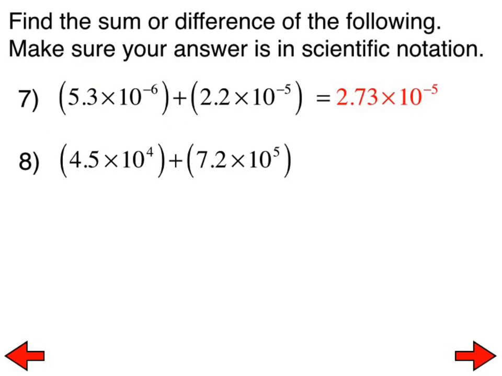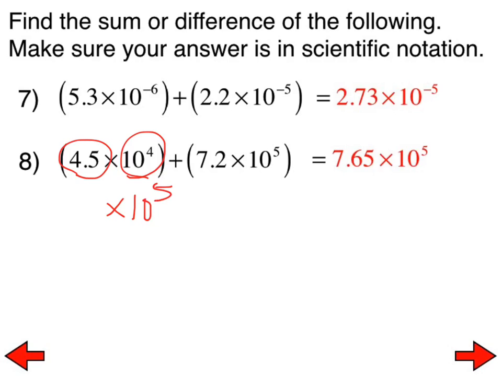All right, number 8. Morgan, what did you get? For number 8, I got 7.25 times 10 to the 5th. Very good. Any questions on number 8? John? I changed 4.5 times 10 to the 4th to 10 to the 5th. Okay, so you made this 10 to the 5th. You made that bigger by a power of 10. Therefore, you've got to make this smaller by a power of 10. Right? So that's 7.65 times 10 to the 5th.